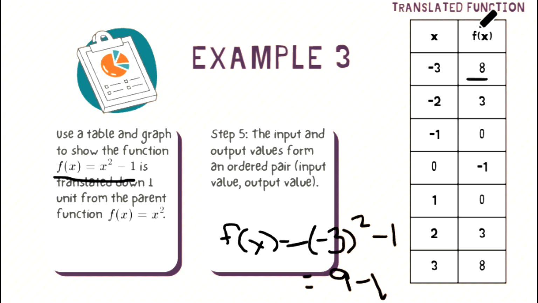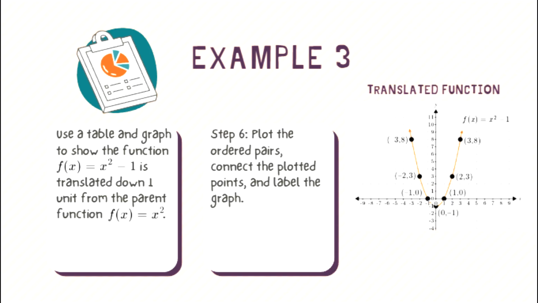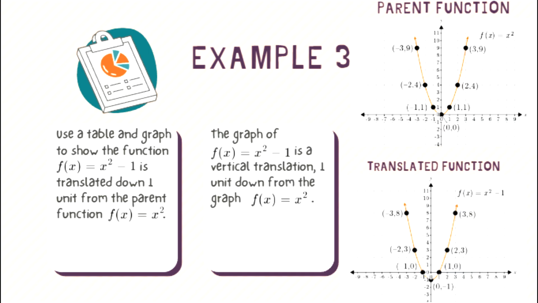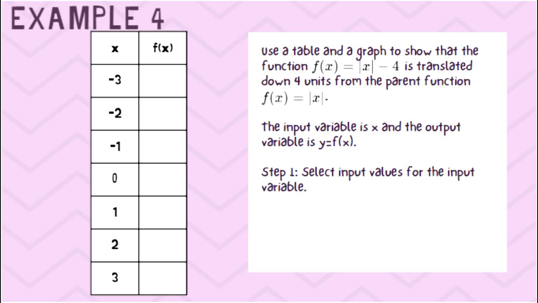Okay, that gives you your coordinate pairs, which you can then graph. Before, it was touching the origin, now it's down 1 unit, which is exactly what we should see from this translated function. Okay. This lesson took forever to do and forever to put together. Thankfully, it's going fast. Here's example 4.